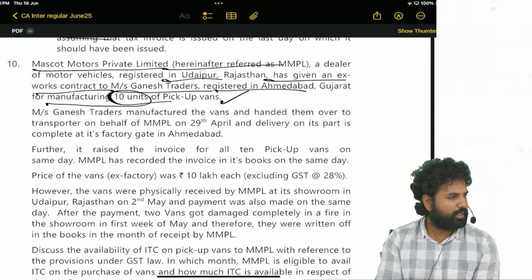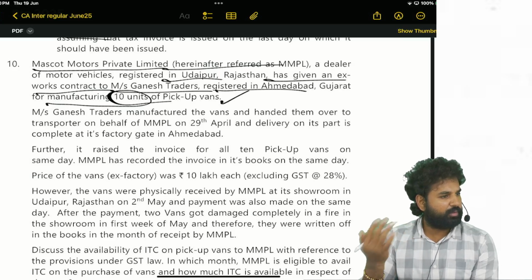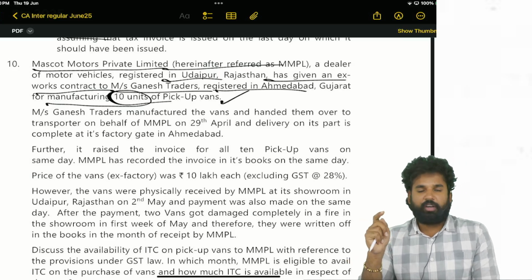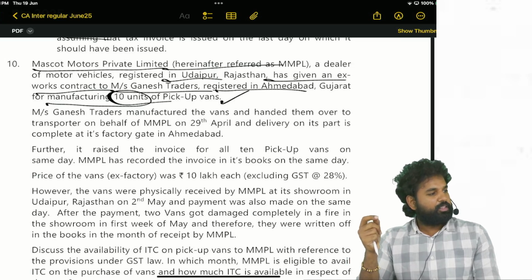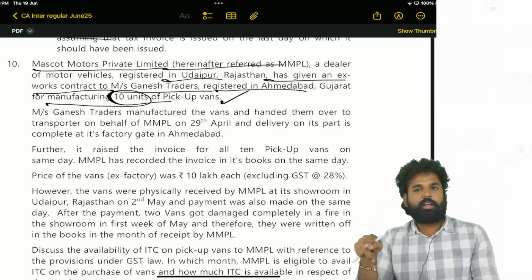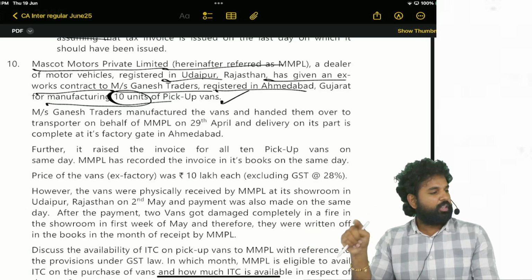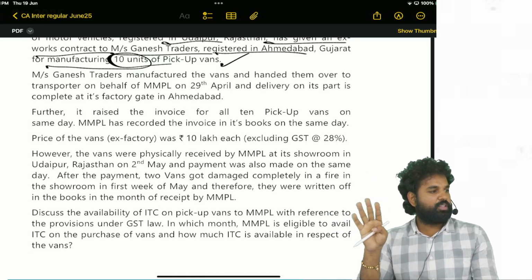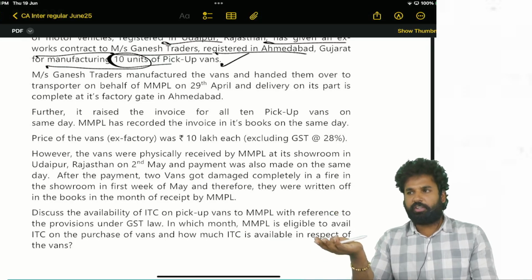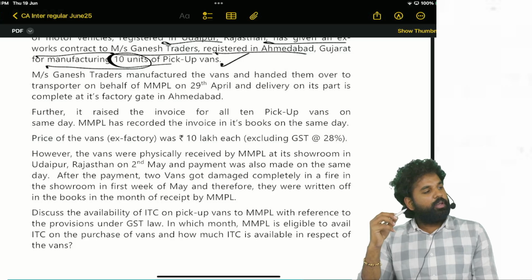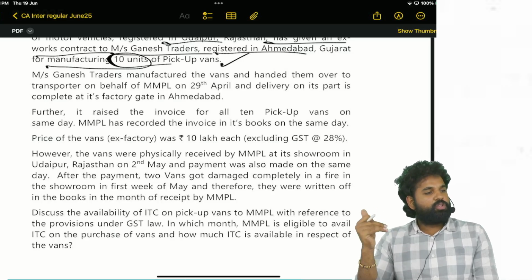And delivered on its part is complete at its factory gate in Ahmedabad. So whose factory gate? Ganesh Traders factory gate. So that means ex-factory. So outside the factory they have handed over. Further, it raised the invoice for all the 10 pickup vans on the same day. Correct? They have manufactured, that's why they are raising invoice. Correct? Okay. MMPL has recorded the invoice in its books on the same day. Delivery, invoice, and thereafter entry in books of accounts.